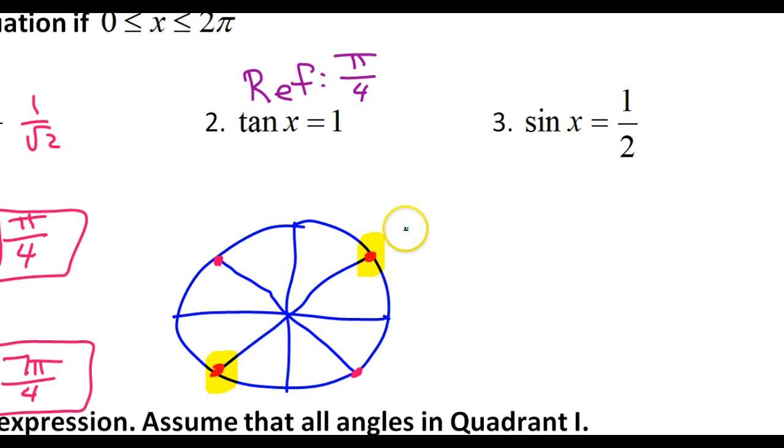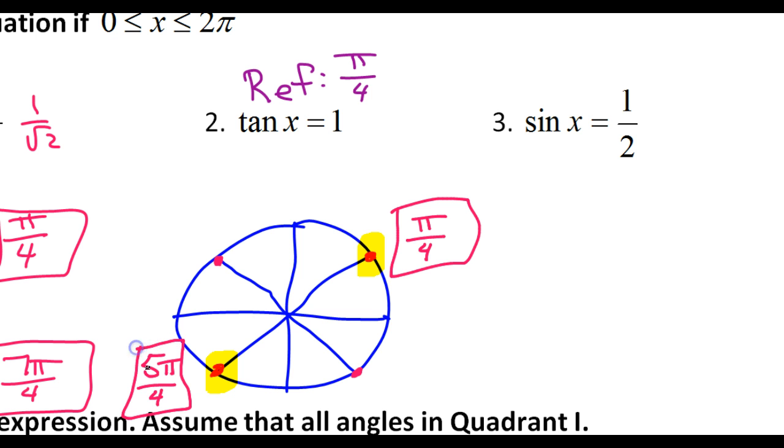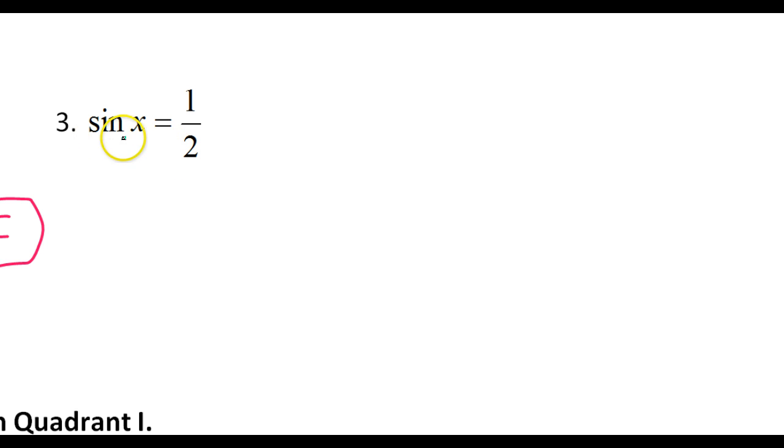Of course, the first one is simply pi over 4. But then this would be 2 pi over 4, 3 pi over 4, 4 pi over 4, 5 pi over 4. So these are the 2 answers to problem number 2. Let's look at one more example.